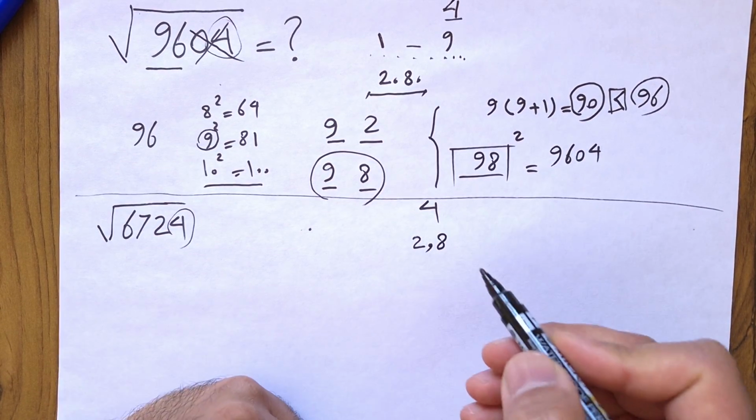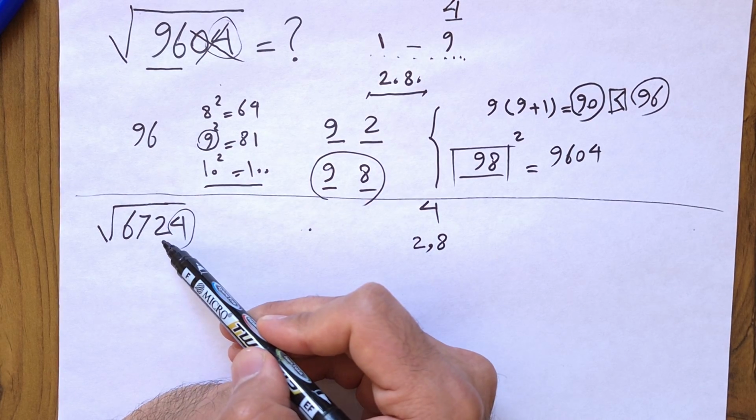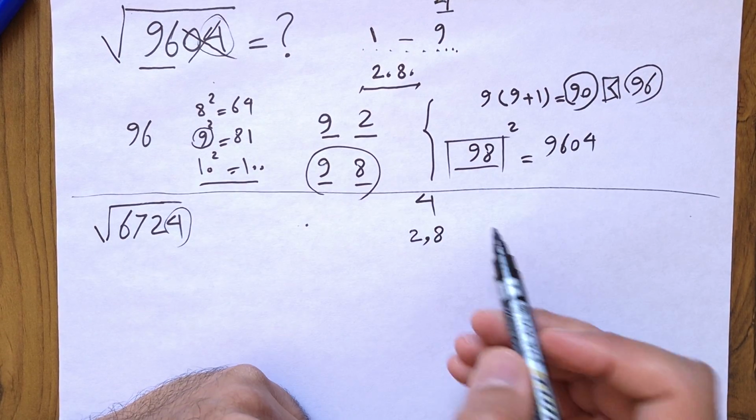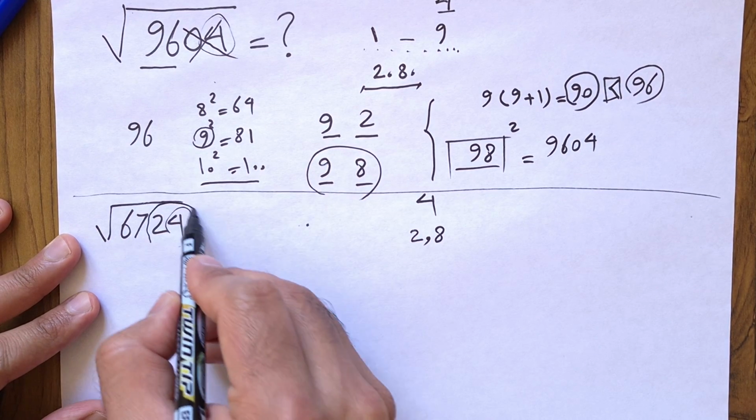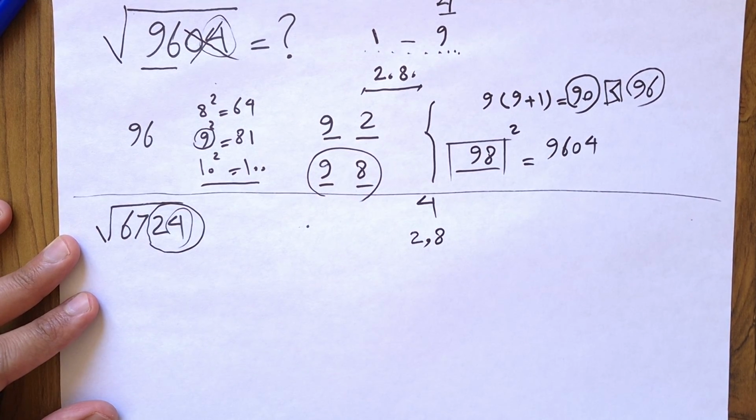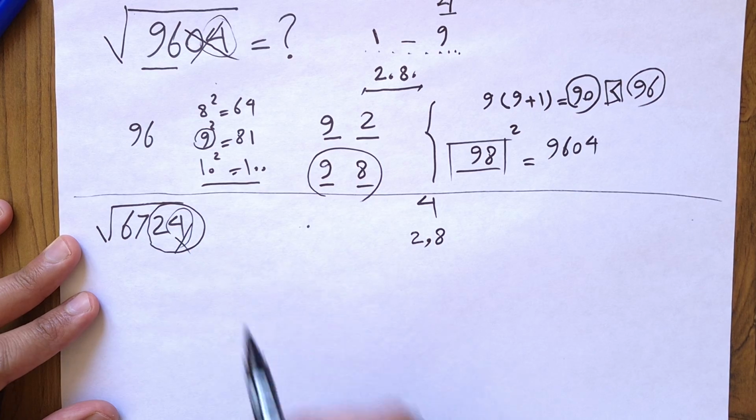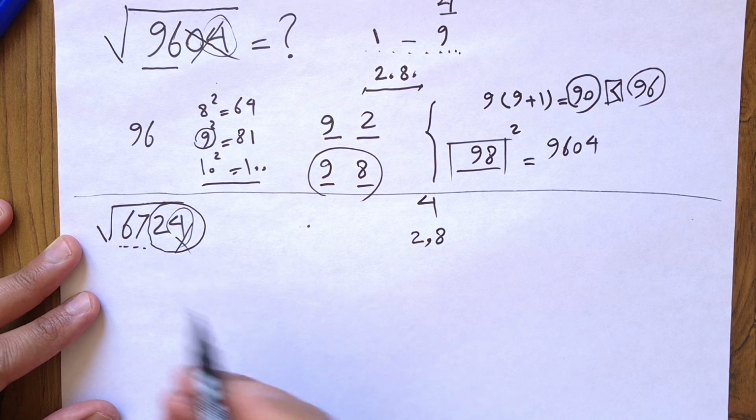So we can say that the root of 6724 ends in either 2 or 8. But let's chop off, so that's maybe the most important step, let's chop off the last 2 digits and focus on just 67.